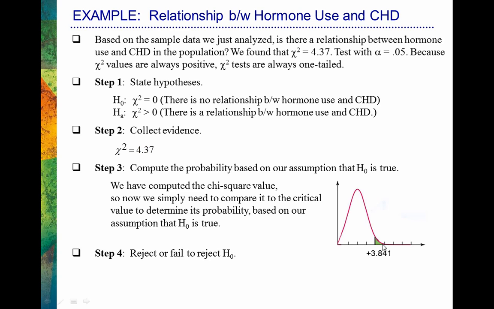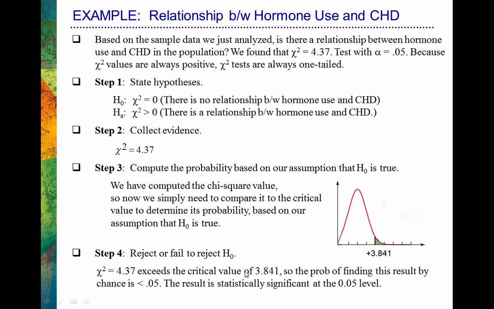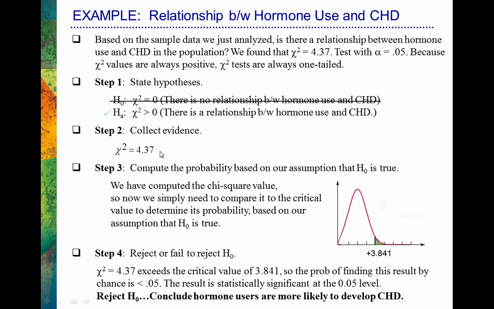We were able to conclude that we have statistically significant results because the probability of finding a chi-square value in here will happen less than 5% of the time. The probability is less than 5%. So we find that the probability of finding this result by chance is less than 5%. In other words, the result is statistically significant at the 0.05 level. So we're going to reject that null hypothesis because our value was in the rejection zone, and we'll conclude that hormone users are more likely to develop heart disease. So I'm formally rejecting that null hypothesis and taking on the alternative, saying there is a relationship between hormone use and heart disease. Specifically, hormone users are more likely to develop heart disease.